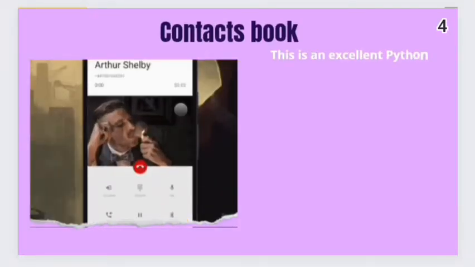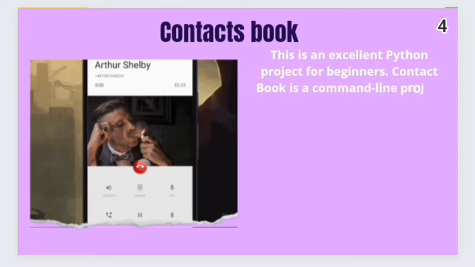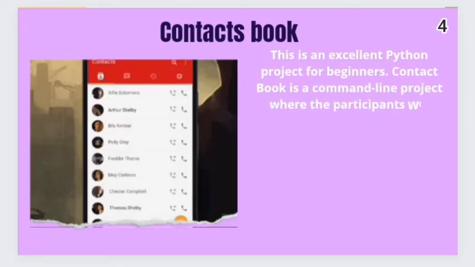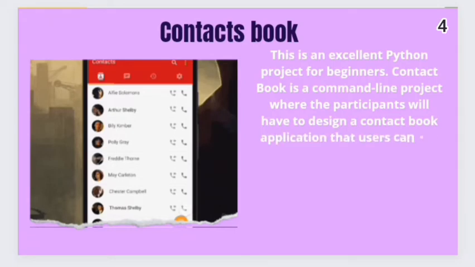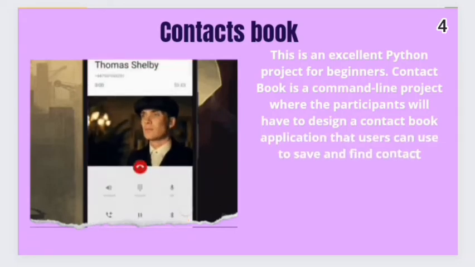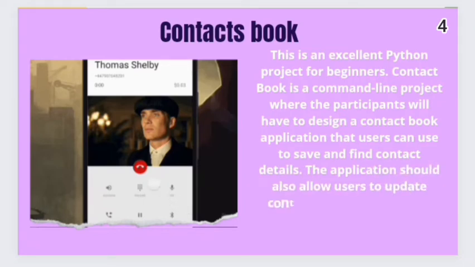So next one is a contact book. This is an excellent Python project for beginners. Contact book is a command line project where the participant will have to design a contact book application that the user can use to save and find contact details. The application should also allow the user to update contact information, delete contacts and list saved contacts.